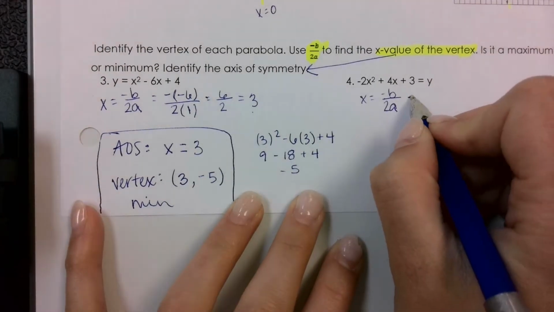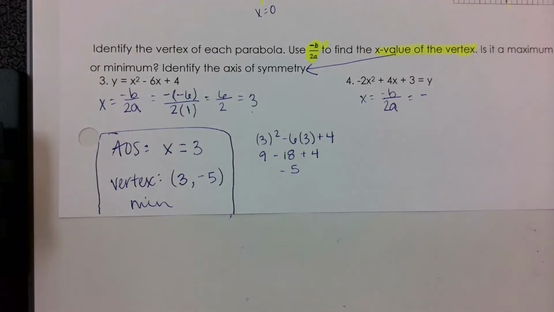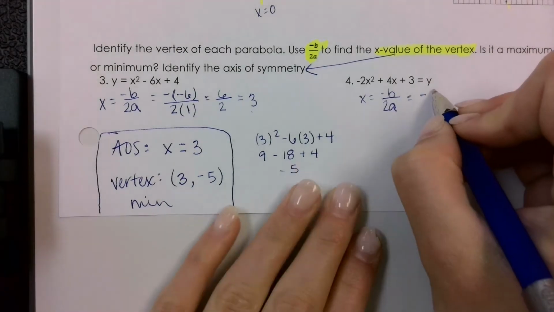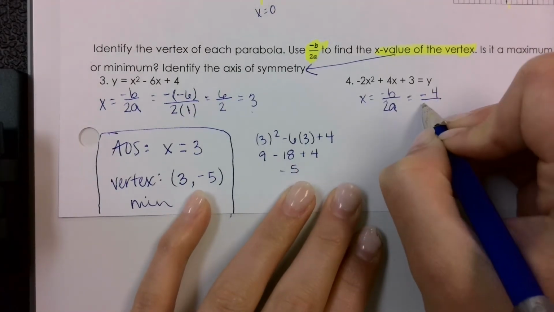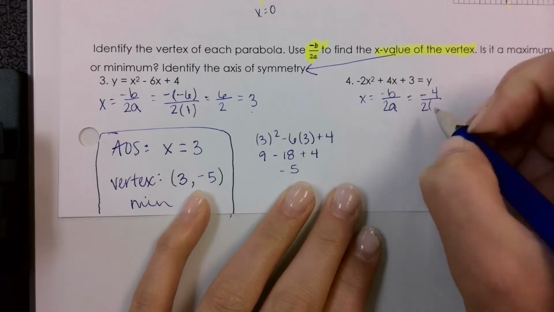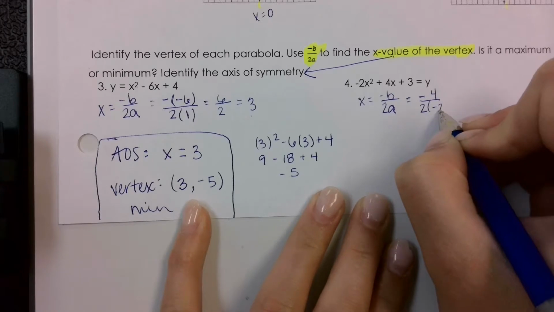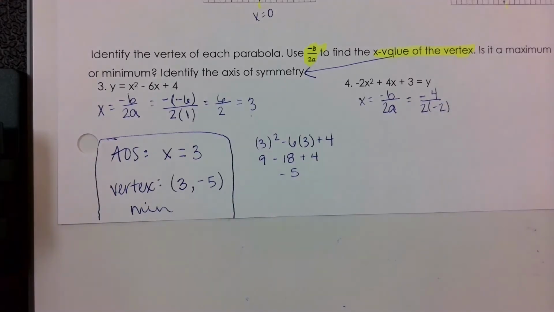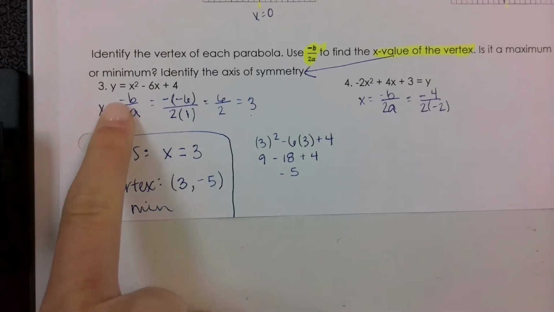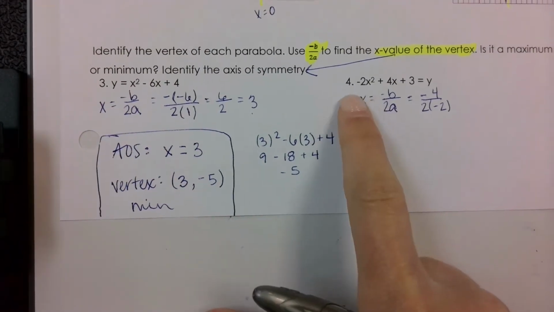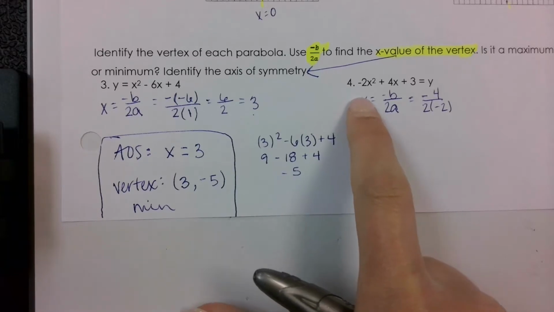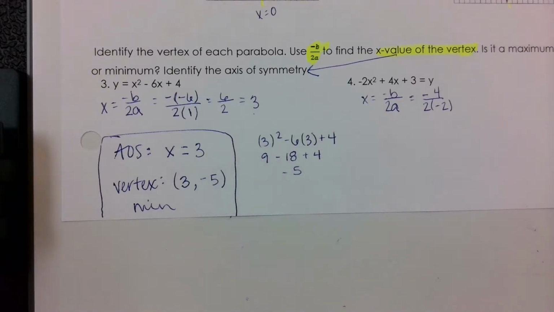So we're going to have negative b. So negative, what is our b value? 4. And then on the bottom we have 2 times a. What is our a value this time? Negative 2. Now pause for just a second. Based on what we just said, since that a value is negative, is our graph going to open up or open down? Down. We're going to open down, right? Because this one was positive and we had a minimum. So this one's negative, so that's going to give us a maximum because it's going to open down.